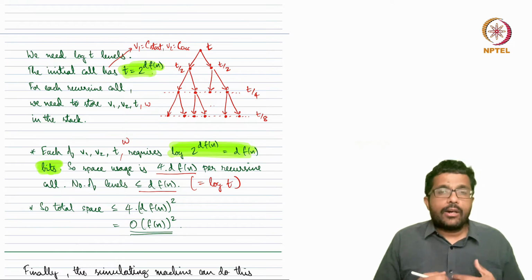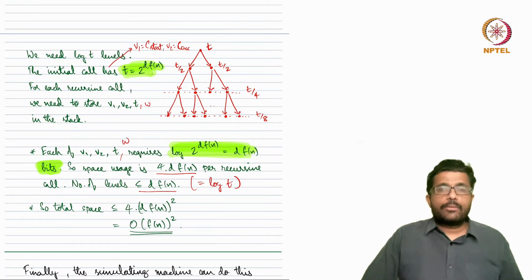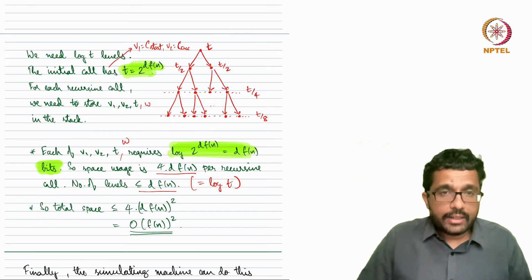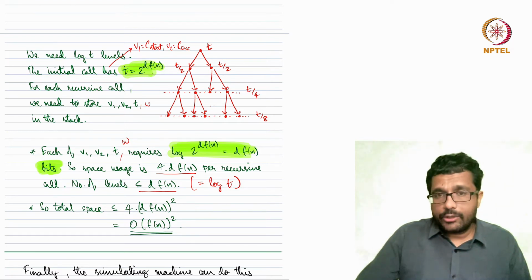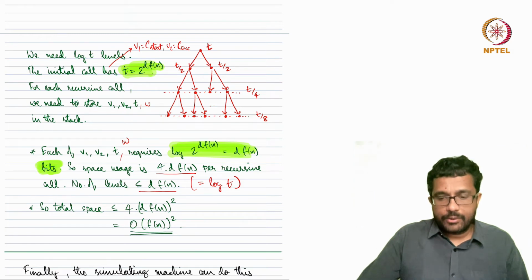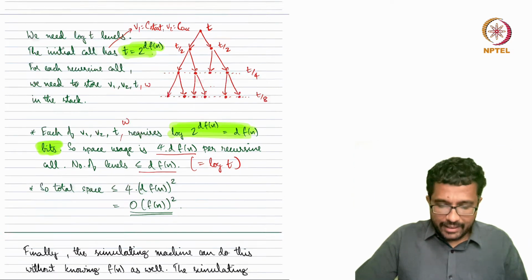So this shows how you can simulate a non-deterministic space-bounded Turing machine using a deterministic space-bounded Turing machine just by squaring the space usage, right? So this is a very surprising result.